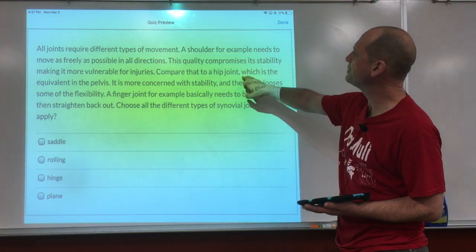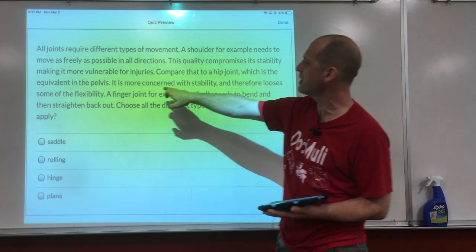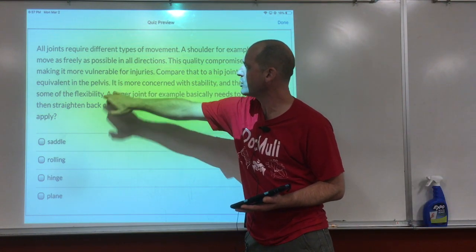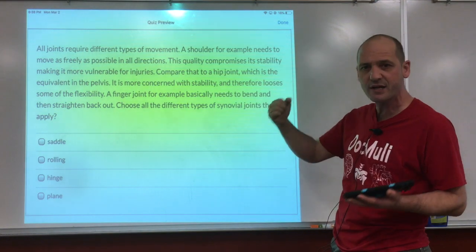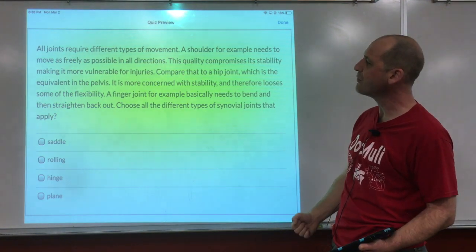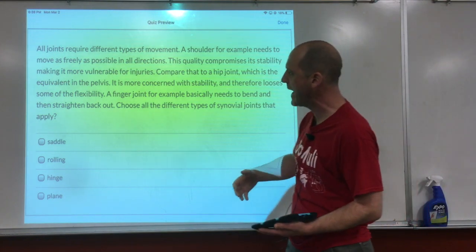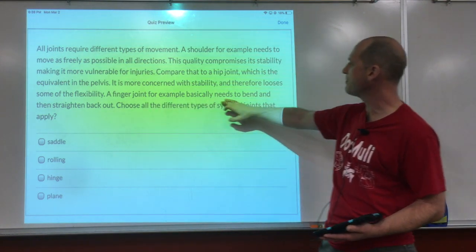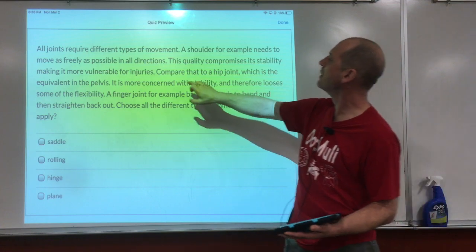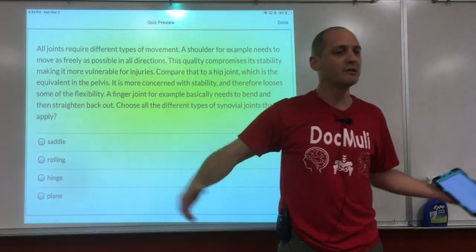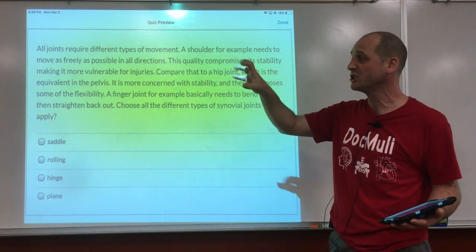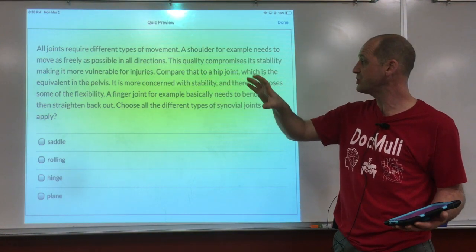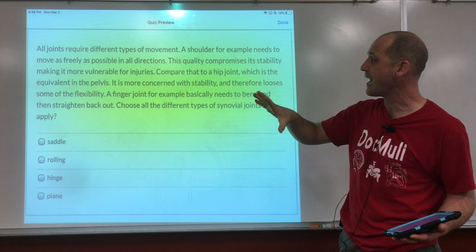All right, so the hip joint and the shoulder joint. The hip joint is more stable because it's more concerned with standing and bringing the weight down to the ground from the trunk and moving us around. The shoulder joint is very flexible. The hip joint is a little less flexible. Then we have joints like a finger joint, which just needs to bend and straighten back out.